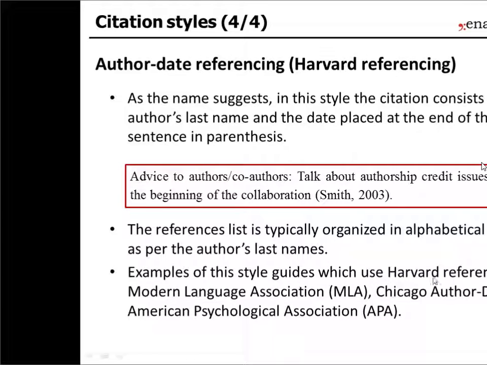Examples of style guides which use Harvard referencing include MLA, Chicago Author Date Style, and of course APA. So this is most commonly used in humanities as well as social sciences in comparison to the numerical style commonly used in biological sciences.